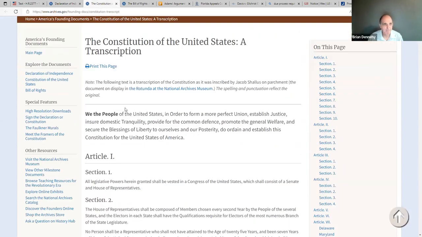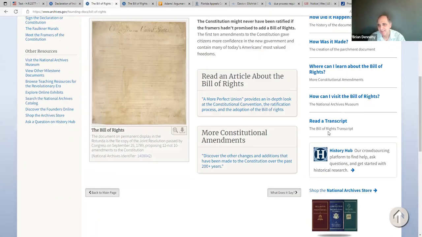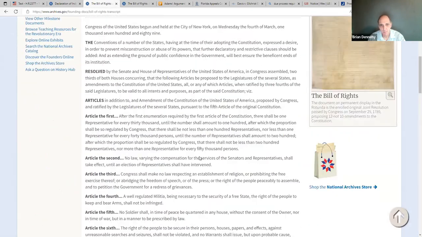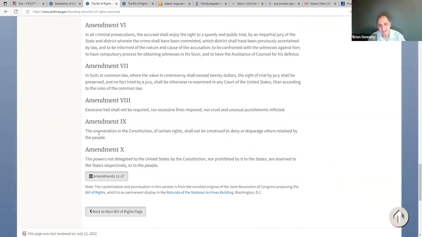where's the Ninth Amendment? See, they make it so hard to read this stuff. But so the Ninth Amendment. It's on your left, Brian, scroll up. Yeah, no, I got it. So the Ninth Amendment is this.